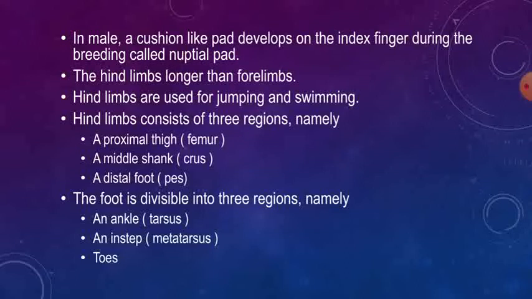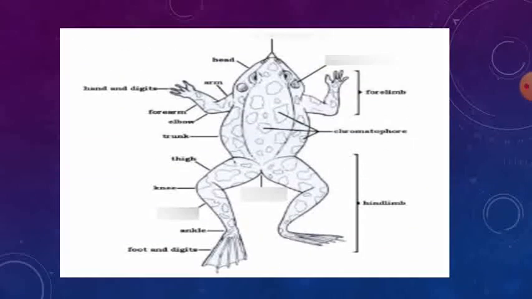Each hind limb consists of three regions, namely a proximal thigh, that is femur, a middle shank, that is crus, and a distal foot, that is pes. The foot in turn is divisible into three regions, namely an ankle, tarsus, an instep, metatarsus, and the toes. The hind limbs of Rana tigrina have 5 toes. So forelimbs are smaller than the hind limbs, and hind limbs are larger than the forelimbs.